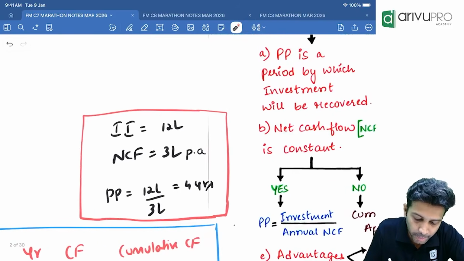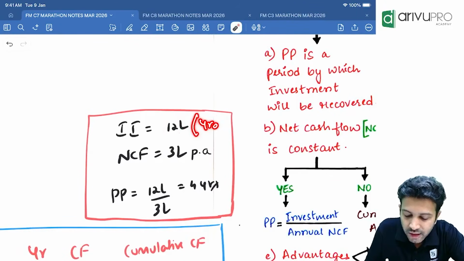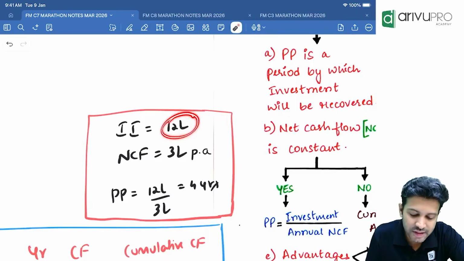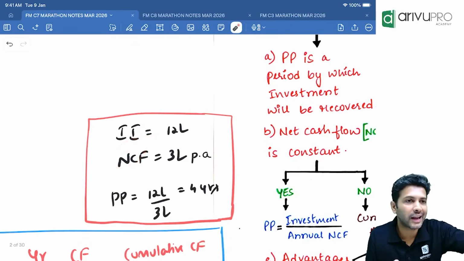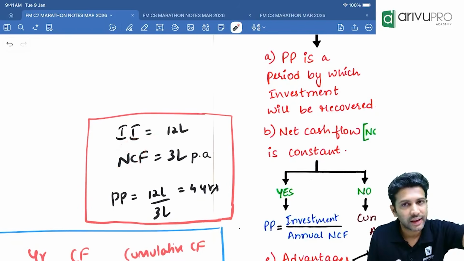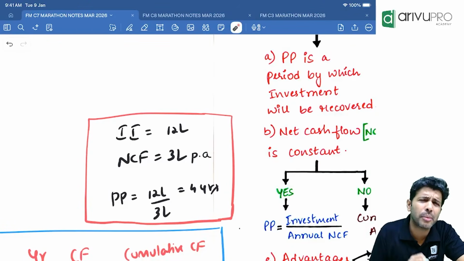Like over here, check. Initially, we have invested 12 lakh rupees. When did we invest this? Year 0. How much have you invested? 12 lakh. Let's say NCF, net annual cash inflow. Every year net cash flow is how much? 3 lakh. Now use your common sense.